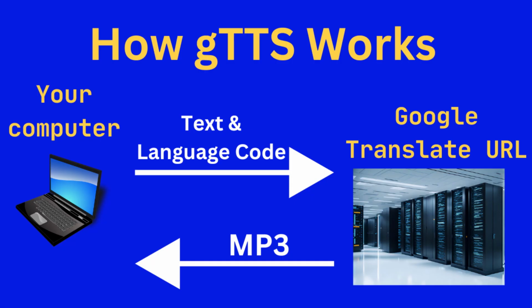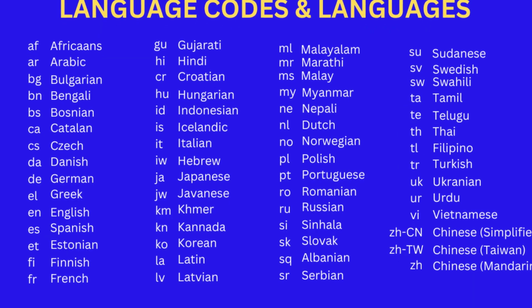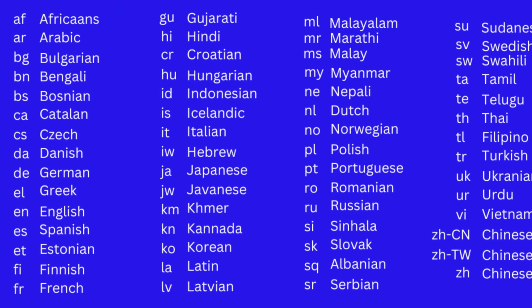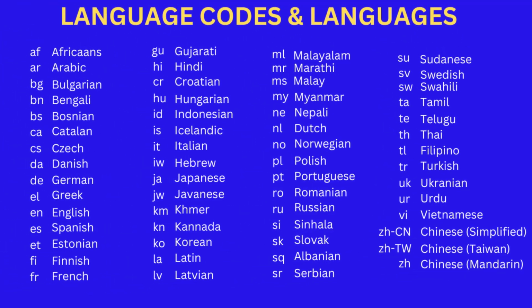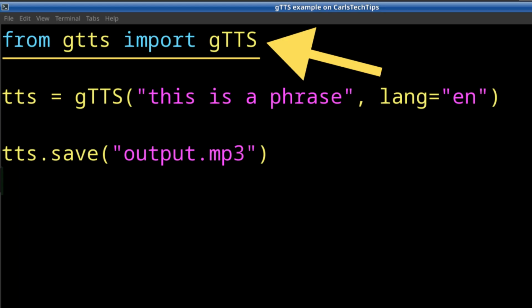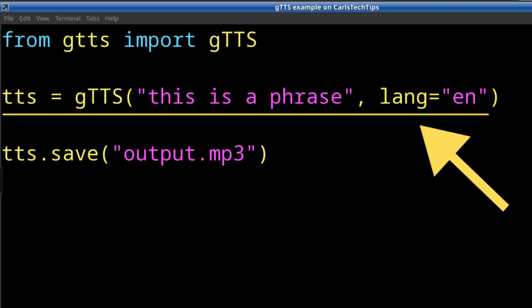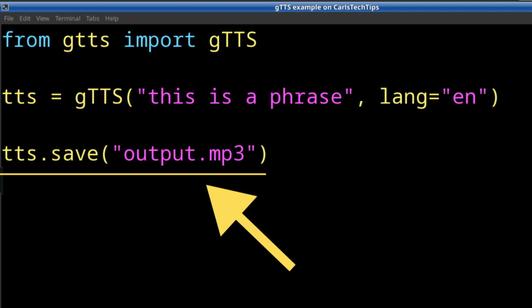How it works. We send the text we want converted and the language. Then we receive the MP3. These are the languages we can use. This statement lets us use the text-to-speech module. This statement gets us the MP3. This statement saves the MP3 to our drive.